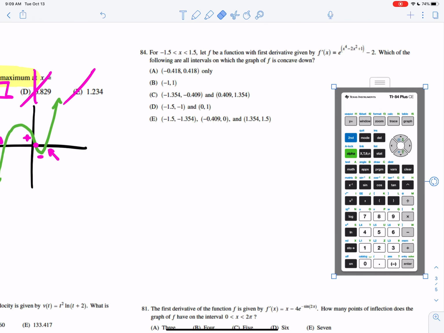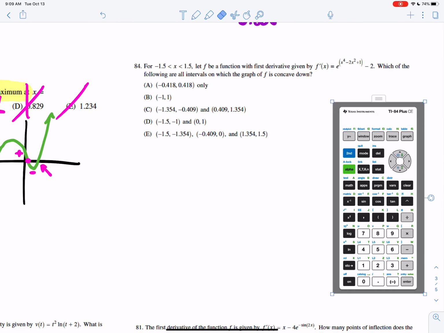All right, number 84. For x somewhere in between negative 1.5 and positive 1.5, let f be the function where the first derivative is all that. Which of the following intervals is one on which the graph of f is concave down? Again, with concavity, it's easier to look at the second derivative because when you look at signs, it's easier. When you're trying to look at curvature or where it turns, it's going to be tougher.